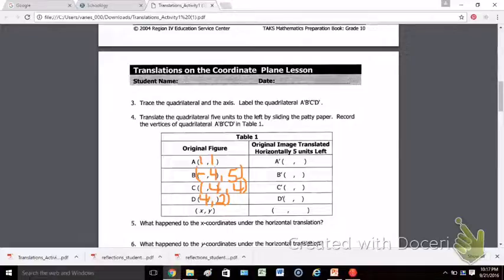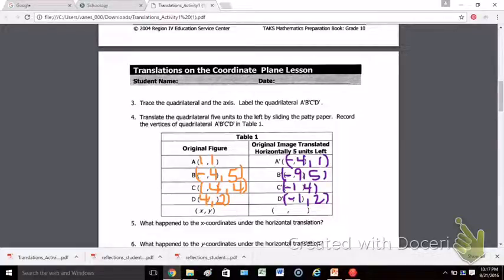And then what's going to happen is we're going to list what those new ordered pairs would be for A prime, B prime, C prime, and D prime. So pause the video, go ahead and do that and write down where those points are now. And then you can come back and we'll check our answers. Alright, check your answers.